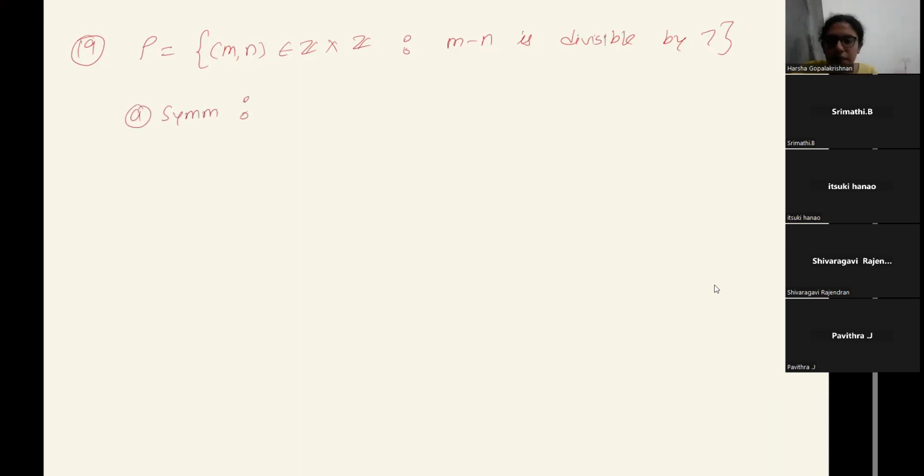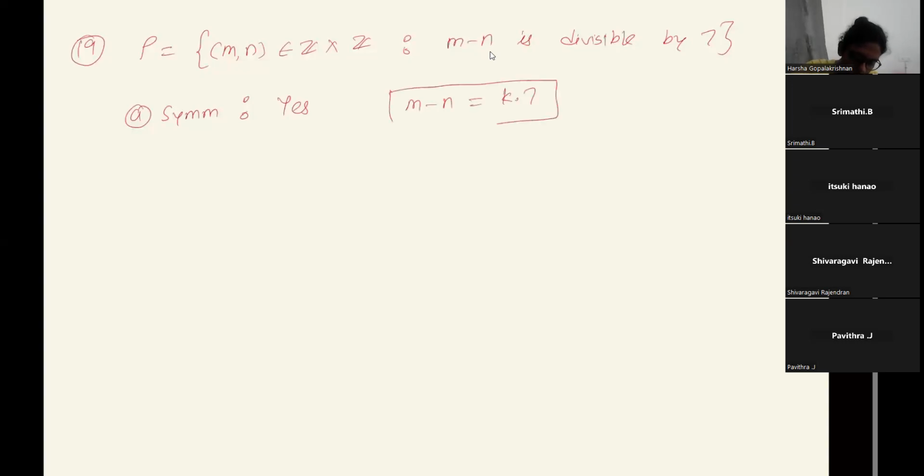Is this symmetric? Yes, ma'am, because we have already solved a similar kind of problem. Miss, how is it symmetric? I didn't understand. Okay, I will explain. So m minus n is divisible by 7. That means m minus n is a multiple of 7, right? Divisible by 7 means it is a multiple of 7. That means m minus n equals some k into 7. That is the relation given here.